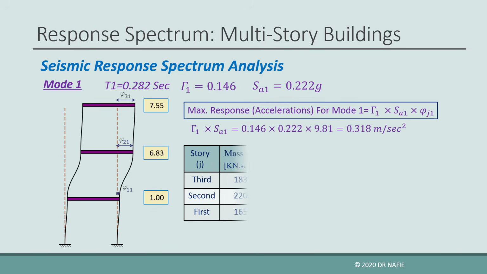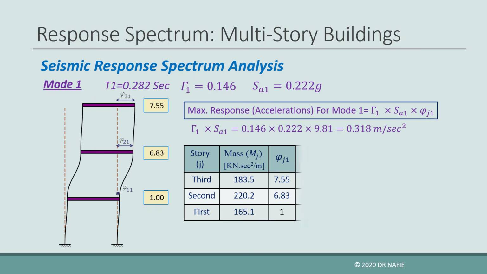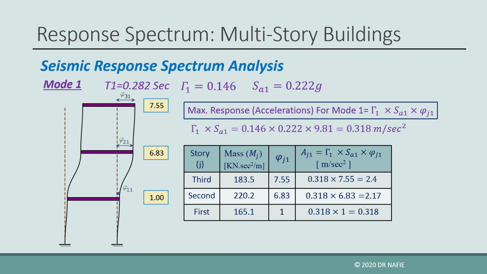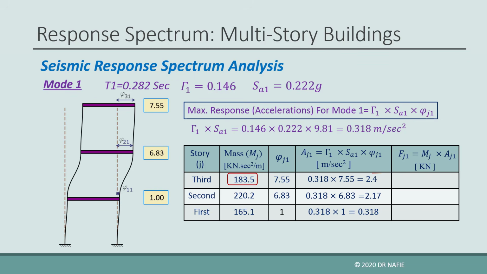The maximum acceleration at any story j is equal to the product of the mode participation factor, tau1, times the spectral acceleration for the mode, SA1, times the ordinate of the mode shape at that story, phi j1. The seismic force at any story is equal to the acceleration at that story multiplied by the mass of the story.